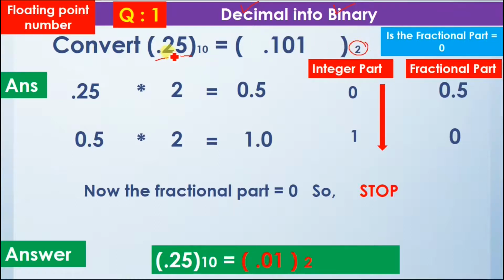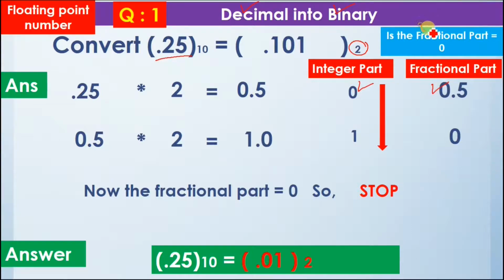As the number is floating point, we will use this procedure. First of all, we will multiply the number by 2, because we are converting it into binary. 0.25 times 2 is equal to 0.5. In this case, we can see that the integer part is 0 and the fractional part is 0.5.